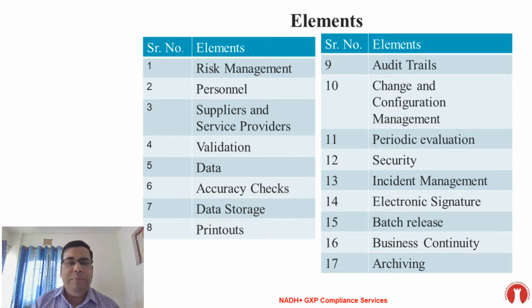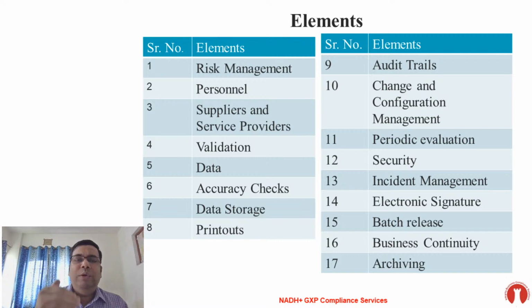So, touching on today's topic, these are the 17 key elements of EU GMP Annex 11, which includes risk management. I want to tell you, don't use the word risk assessment. Always we should use the word risk management. Both are different. Personnel, suppliers and service providers, validation, data, accuracy checks, data storage, printouts, audit trail, change and configuration management, periodic evaluation, security, incident management, electronic signature, batch release, business continuity, archiving.